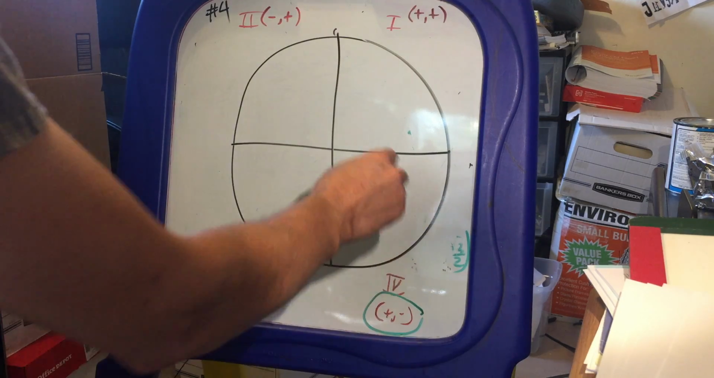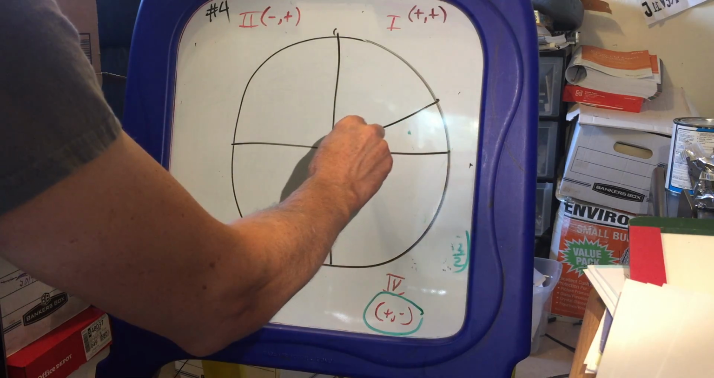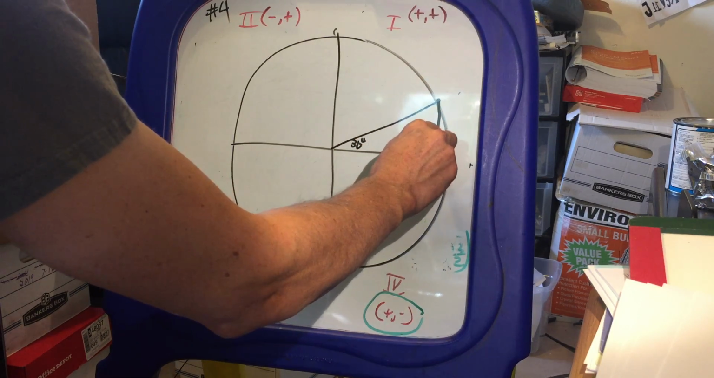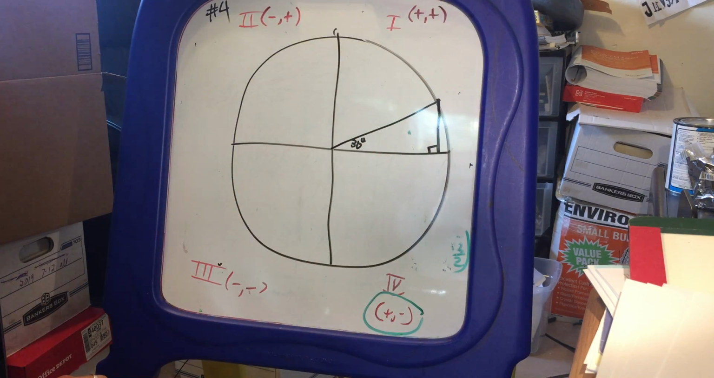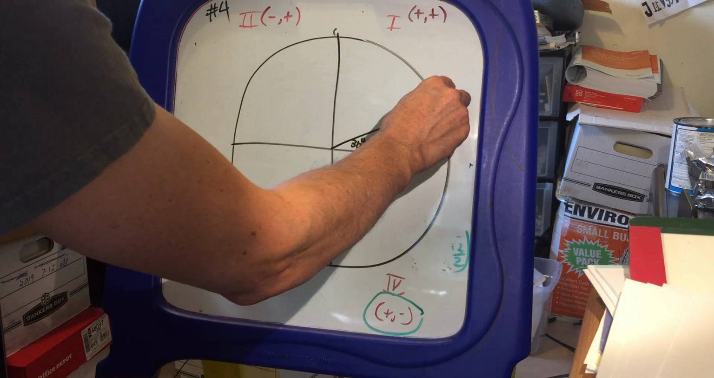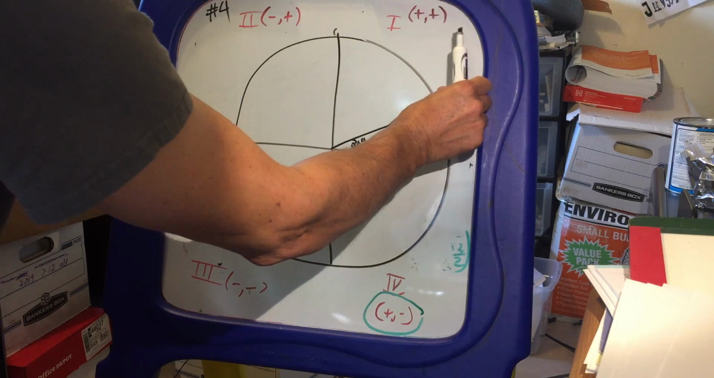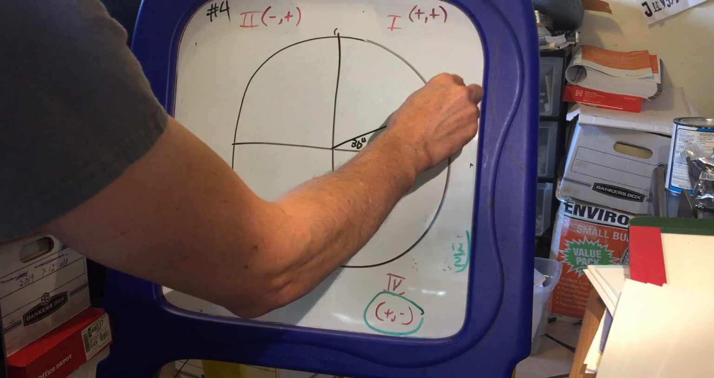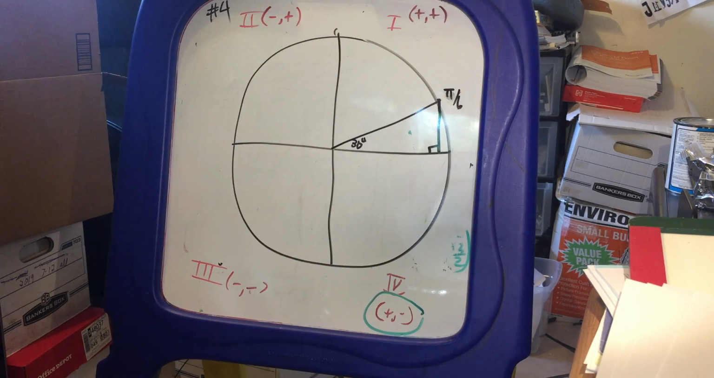Okay, so at 30 degrees, right here, we draw this right triangle. That's the reference triangle. A 30-degree angle is our reference angle. This is 30 degrees right here. It's pi over 6 in radians.